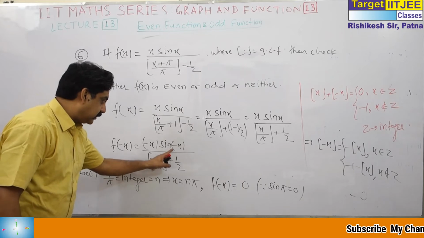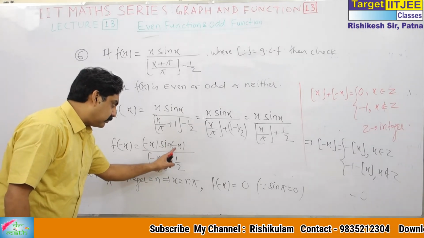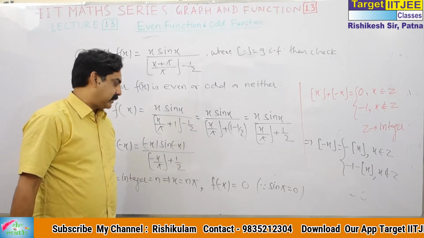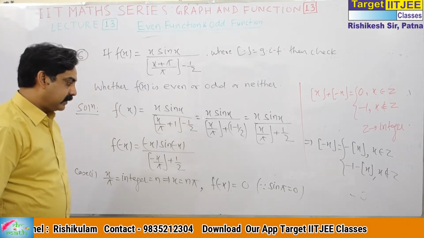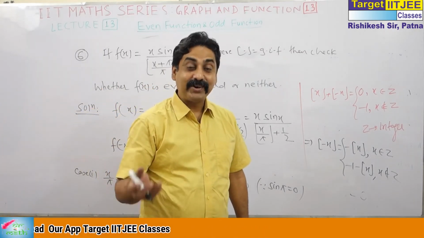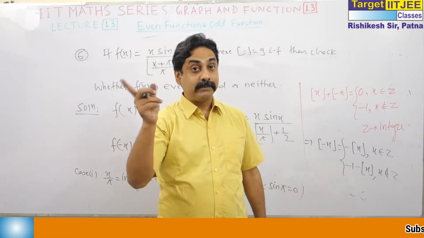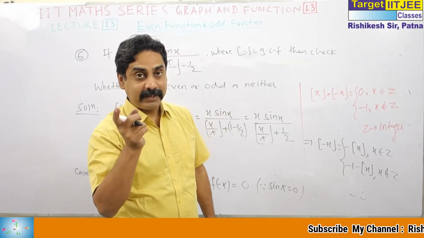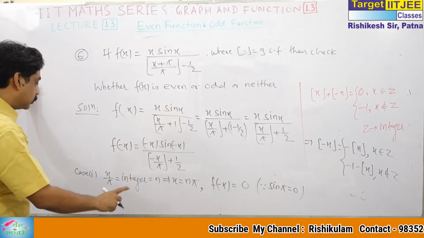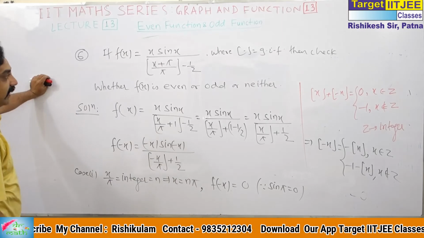When we put x is equal to n pi, this is sin n pi. Sin n pi is 0. So f(x) is 0. Note it down: f(x) equal to 0 is both an even and odd function, because it justifies both.